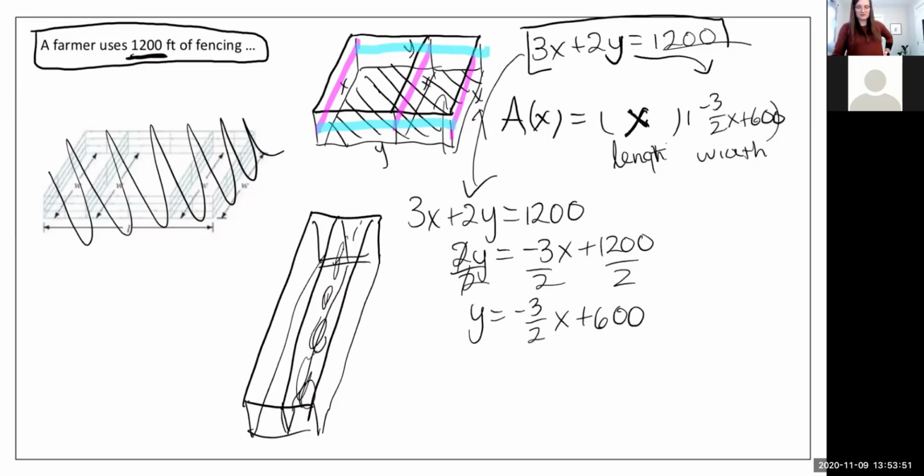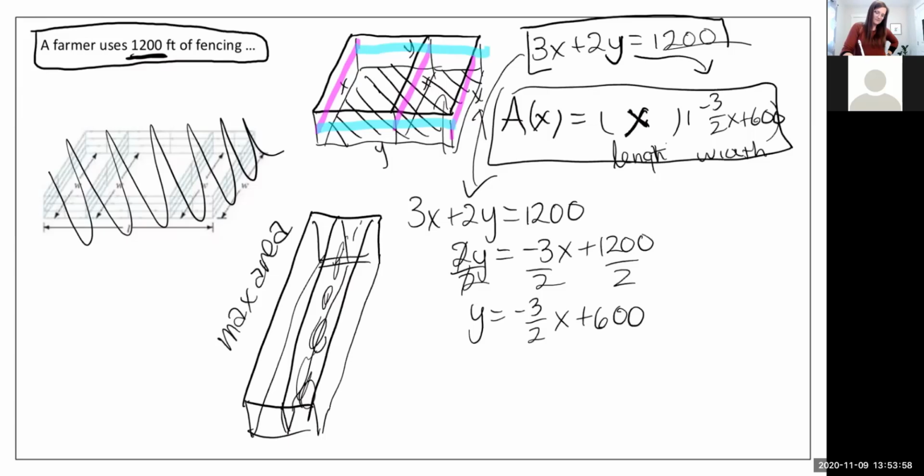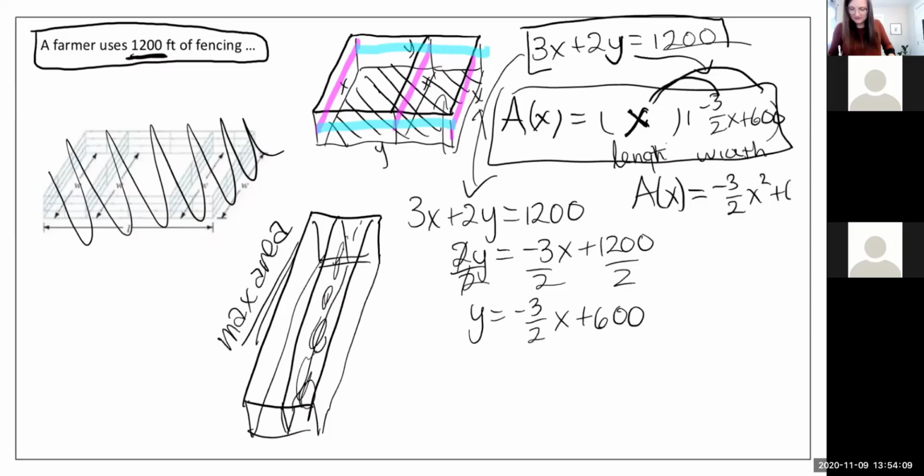And so this is going to be my area formula, and what I want to do is maximize the area. Let's take a look at this. If we go A of x and we simplify that, multiply in, that's negative 3/2 x squared plus 600x. So already we see that it is a quadratic, which should make sense because when you get area, you usually get centimeters squared or feet squared. It's a square unit.